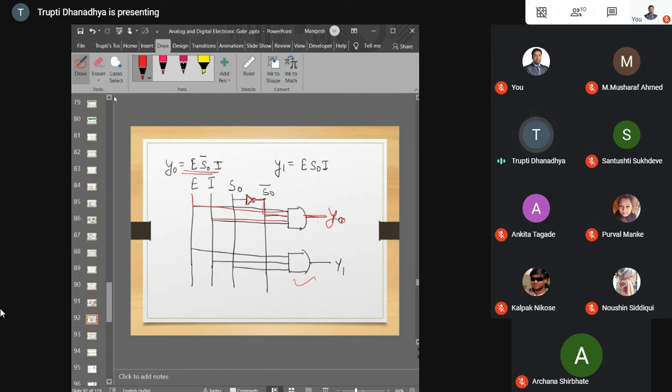In the GATE point of view, there are questions like how many selector lines are required for 1:2, how many inputs are required for the multiplexer and demultiplexer, what are the inputs and outputs for 1:2 or 1:4. Or they also tell you that if E is equal to 0, then what is the output for the demultiplexer or multiplexer. These types of questions occur in your GATE examination.